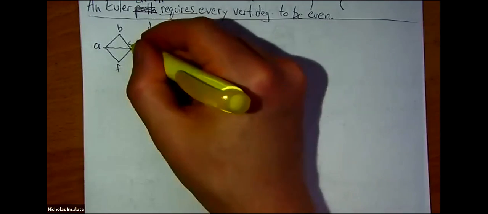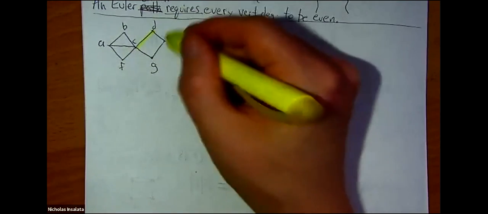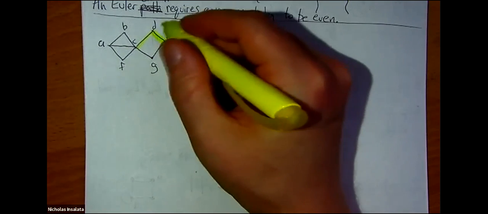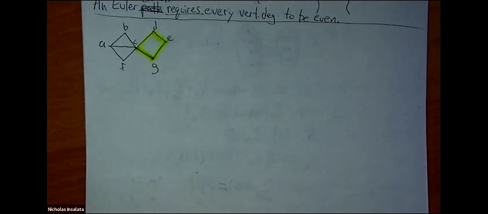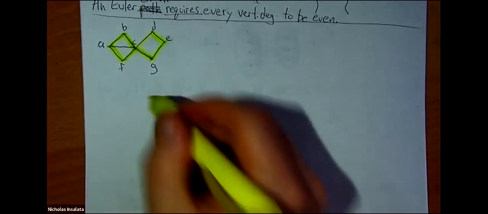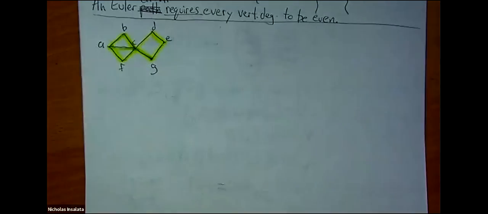Okay, D. Okay, then there's only one choice, E, and then only one choice, G, and then only one choice back to C. Okay, so now what do we do? Around the perimeter. Okay, so then we can go up to B, A, F, back to C, and then there's only one choice left, over to A, right?